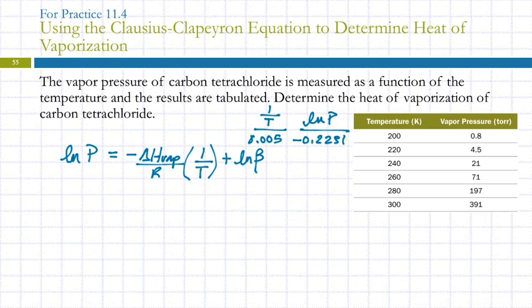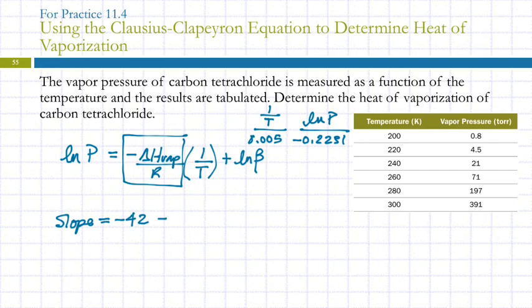Then I graph them with this on the y-axis and this on the x-axis. I tell Excel to give me a linear regression and show the equation, and then I find out what the slope is. Let's just say the slope is 42. Actually, the slope has to be negative. The slope is negative 42.